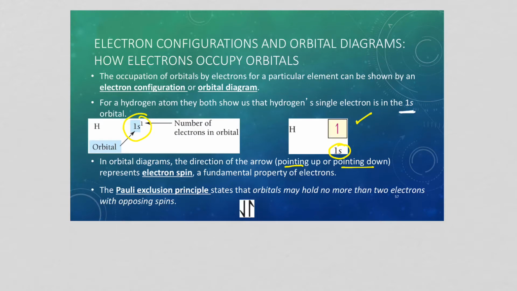Now, one of the rules that govern how we put electrons in is called the Pauli exclusion principle. What the Pauli exclusion principle states is that orbitals may hold no more than 2 electrons. That's the first key point. So any orbital of any type can only hold 2 electrons, and they will have opposing spin. If we're drawing out the orbital diagram, we can show that opposing spin as one up and one down. That information about spin isn't shown in the electron configuration. It's a simpler way to express it.